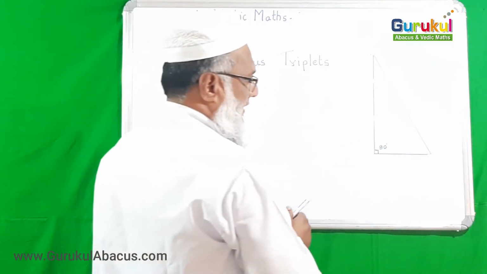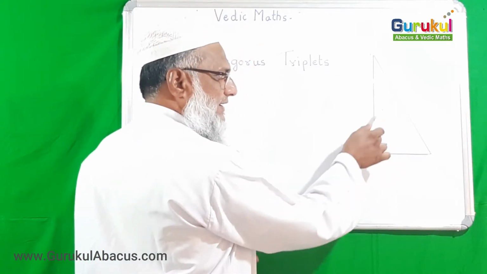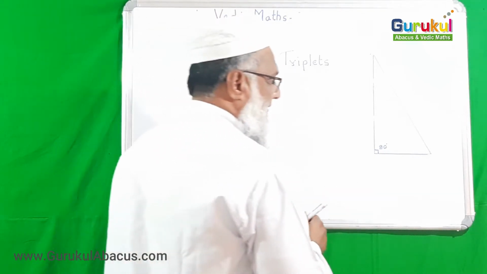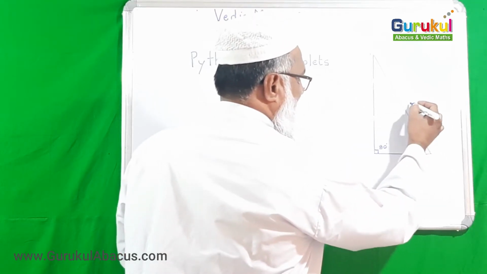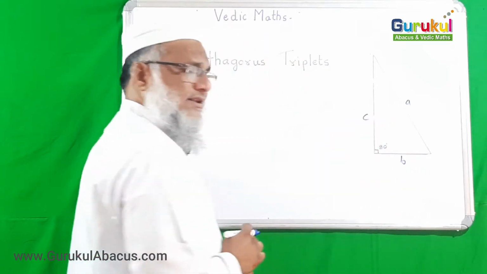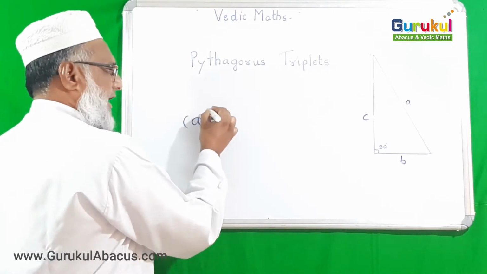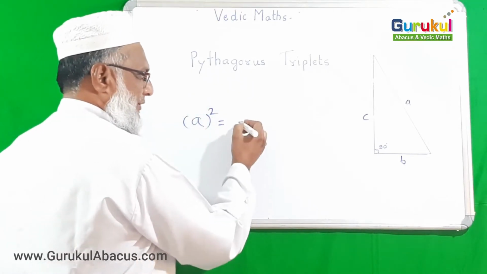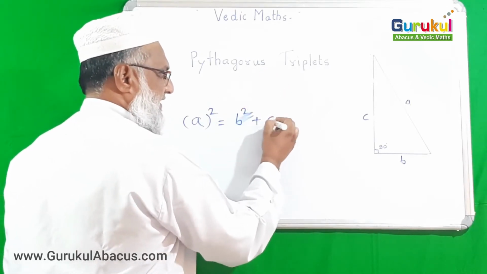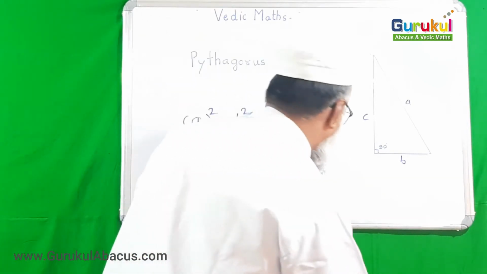In this right angle triangle, the side in front of the right angle is called the hypotenuse. We know it. So what is the Pythagoras theorem? Suppose the hypotenuse is A, and the other sides are B and C. The square of the hypotenuse is equal to the sum of the squares of the other two sides. This is the Pythagoras theorem. Is it clear? We are not wasting time on it.